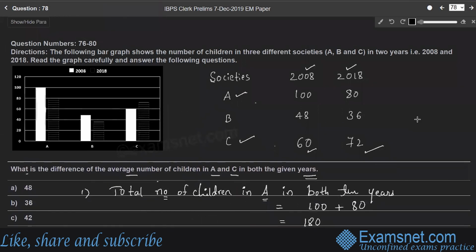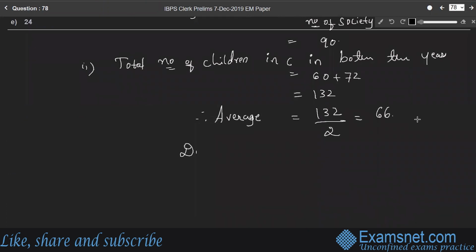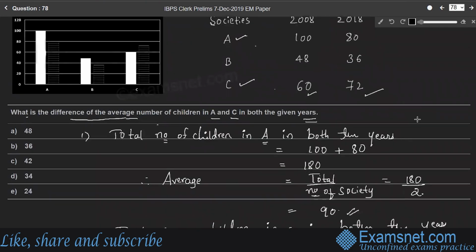So what is asked in the question? The difference of the average number of children. So in society A, on an average, there are 90 children. In society C, there are 66. Therefore, 24 is the difference. Hence, option E is the right answer.